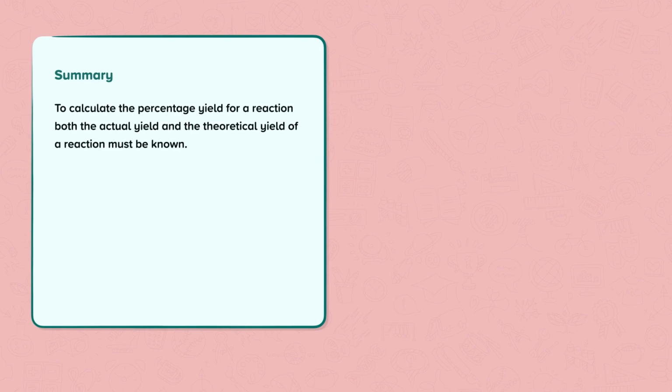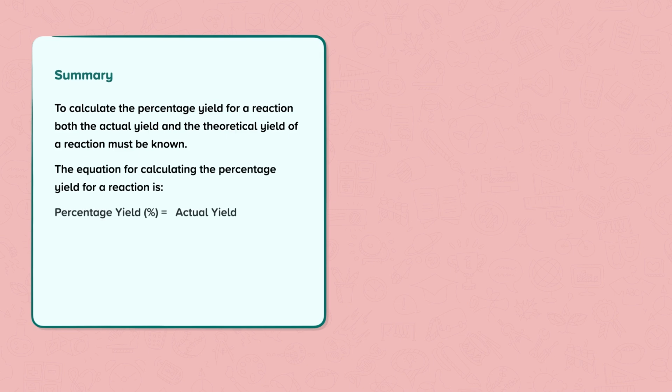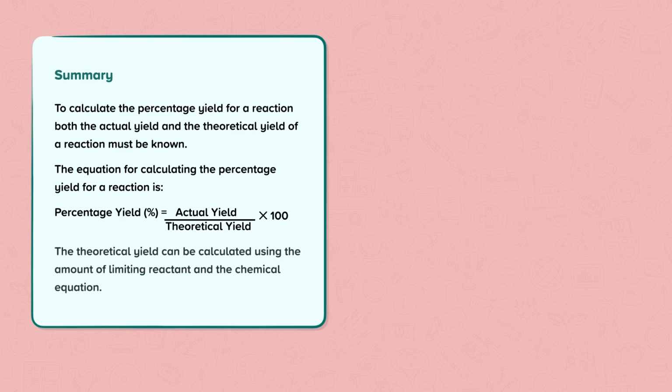Summary. To calculate the percentage yield for a reaction, both the actual yield and the theoretical yield of a reaction must be known. The equation for calculating the percentage yield for a reaction is percentage yield equals actual yield divided by theoretical yield, multiplied by 100. The theoretical yield can be calculated using the amount of limiting reactant and the chemical equation.